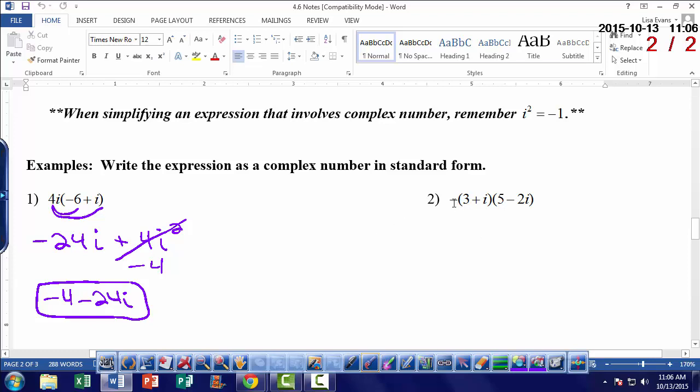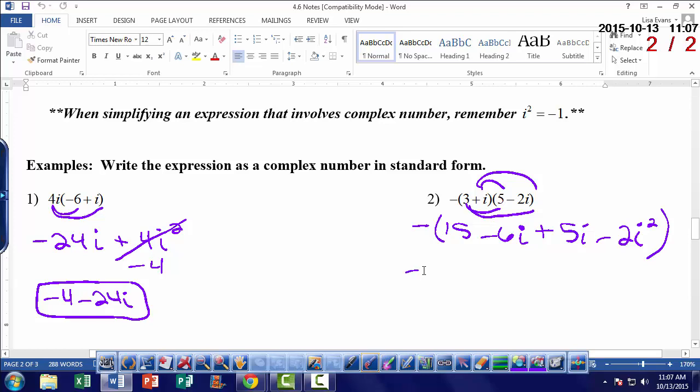Now be careful. See the negative? We're going to leave that alone for a minute. We're going to go ahead and FOIL this out. So 3 times 5, 3 times negative 2i, i times 5, and i times negative 2i. Okay, then I'm going to add up my like terms. So we have 15, well, let's fix this.